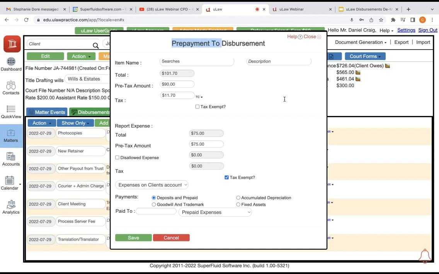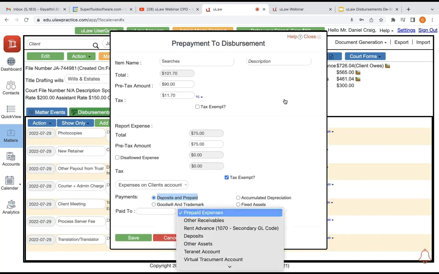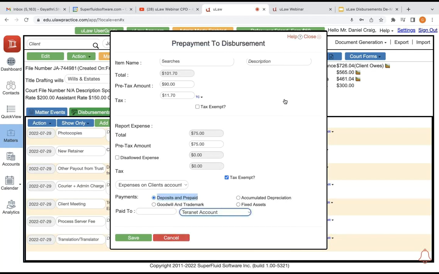Please make a note that when it is prepayment to disbursement, it is from the prepaid account. It is not from the bank account, so there is no bank option here for you. These are the options that are available. Since it's a prepaid account, under deposits and prepaid, I'm choosing the respective prepaid account that I've already entered.